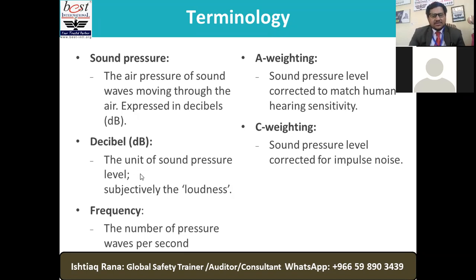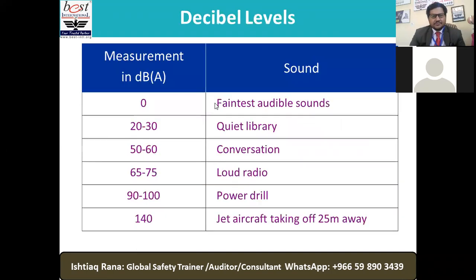Now, what is decibel? The unit of sound pressure level, subjectively the loudness. Frequency is the number of pressure waves per second. A weighting is sound pressure level corrected to match human hearing sensitivity, and C weighting is sound pressure level corrected for impulse noise. This is the terminology.